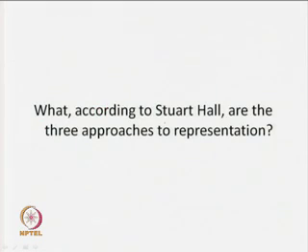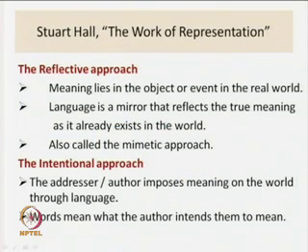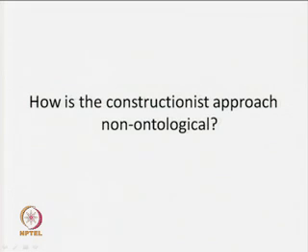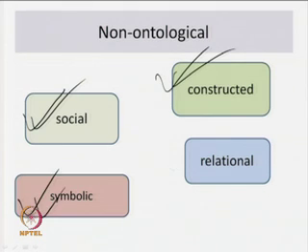Next, what according to Stuart Hall are the 3 approaches to representation, particularly to the question, does language reflect the world? The 3 are the reflective approach, the intentional approach, and the constructionist approach. Question number 3, how is the constructionist approach non-ontological? The constructionist approach is non-ontological because it talks about representation, culture, reality and knowledge as things that are social and not individual, or not mimetic, as meaning and representation being constructed, as symbolic and relational in a system to other things. So, this is non-ontological and it is non-essential.